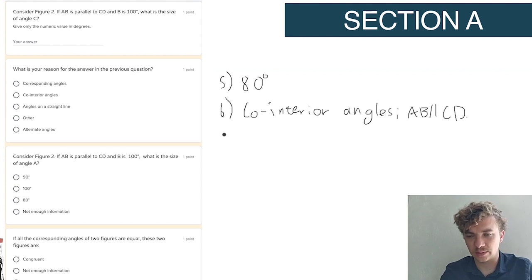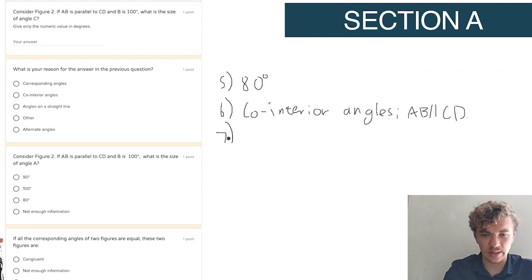The next question is again for figure 2. If AB is parallel to CD, like we already said because it's a trapezium, and B is 100 degrees, what is the size of A? Now we know that B is 100 and AB is parallel to CD. What is A? It looks like A is 90 degrees, but in fact we don't have enough information to calculate A. Remember that you can't guess answers or go off of what it looks like.